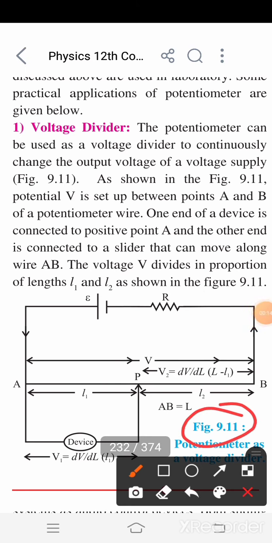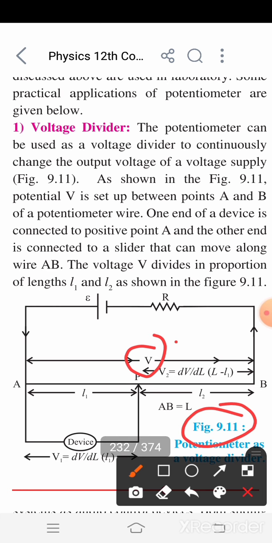9.11. This figure 9.11 shows the voltage divider arrangement of a potentiometer instrument, where a potential V is set up between points A and B of the potentiometer wire. One end of the device is connected to the positive end, that is point A, and the other end is connected to the slider or jockey that can move or slide along wire AB.